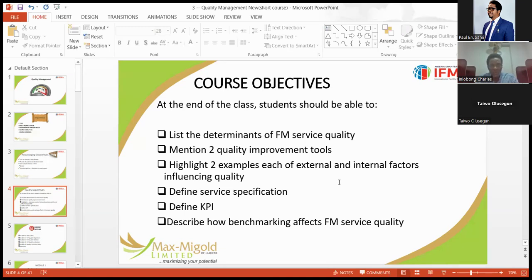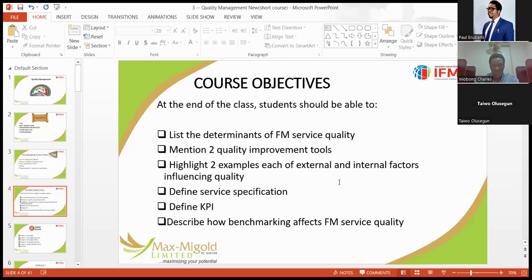We are going to look at some quality improvement tools, the things you do, the tools you implement to improve quality. Remember, quality is centered on the customer. Whatever you are doing is to satisfy your client, your customer. So we are going to look at the tools that will enhance our performance. We are going to also highlight two examples each of external and internal factors. What are the factors that can affect your quality? What are the factors that can influence quality delivery?